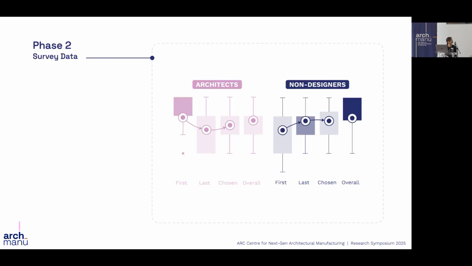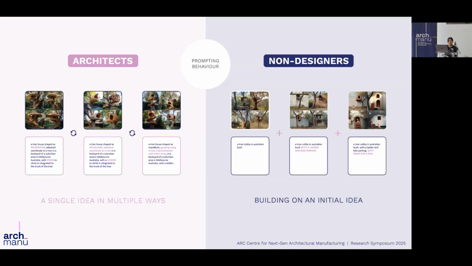However, with the 2 cohorts, we also found that there were significant differences in the level of satisfaction that they had towards using Image Gen AI for designing. More specifically, when architects were prompting, we found that architects tend to describe a single or the same idea in multiple different ways, whereas non-designers tend to build on their initial design ideas.